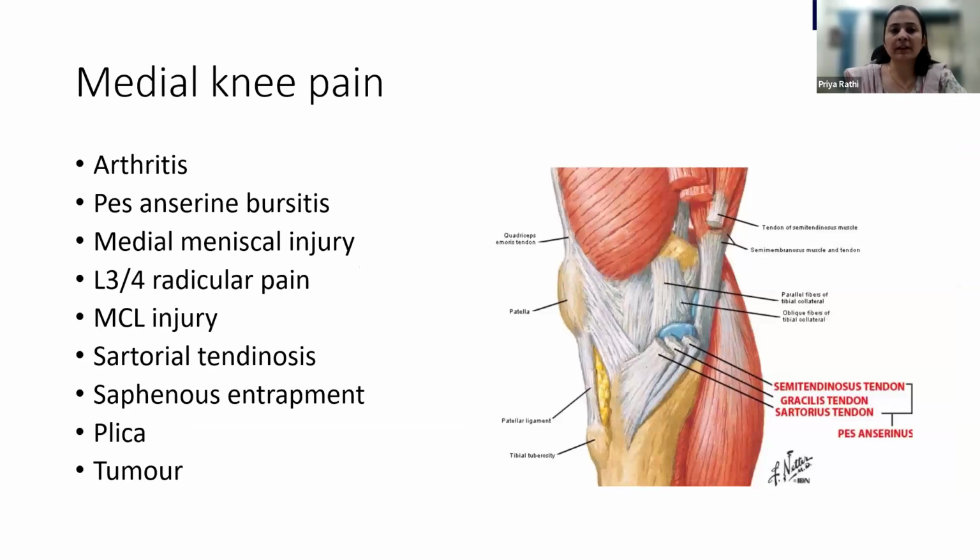If we talk about medial knee pain, if you remember the structures on the medial aspect of the knee, it could be because of the cartilage, the bursae, the tendons and arthritis itself, or some nerve entrapment like saphenous nerve entrapment. A very important cause can be L3-4 radicular pain, and this patient can be really confusing.